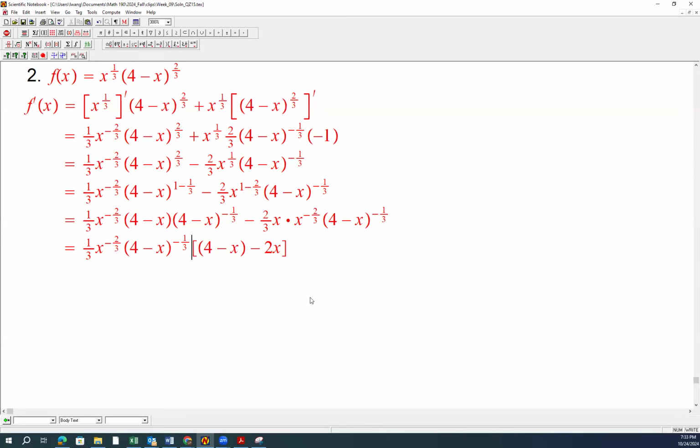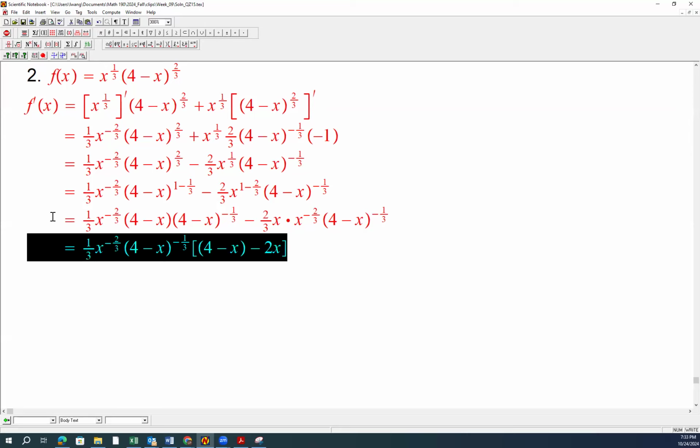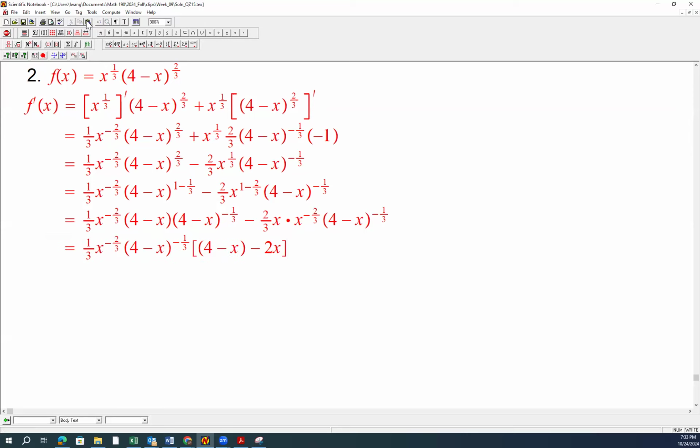There you go. So inside the bracket, you're left with 4 minus 3x. Okay, so this is a slightly different way to do it from what I did in class. Same thing, really. You can do it these ways. Okay, so we get to this place, and then what?